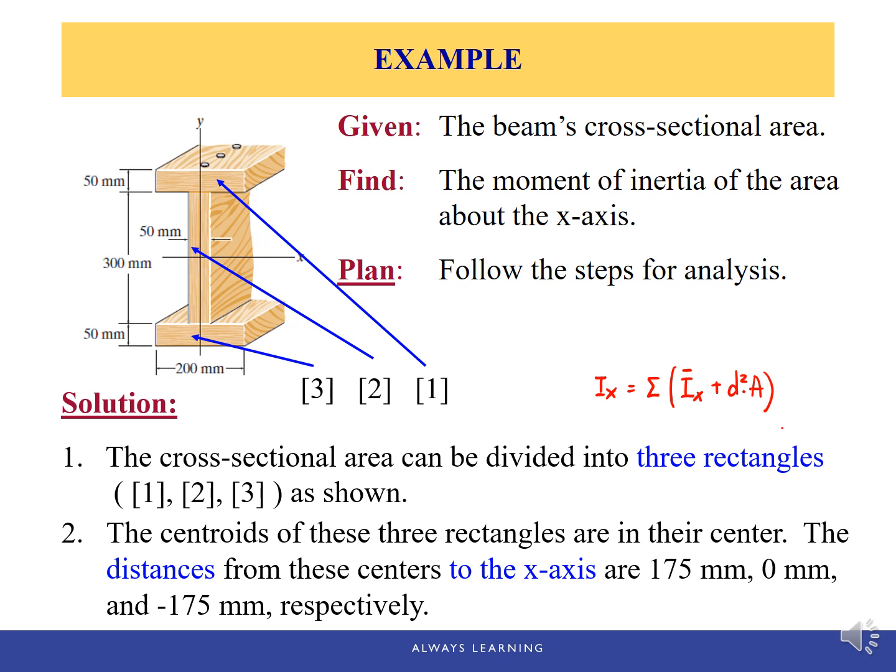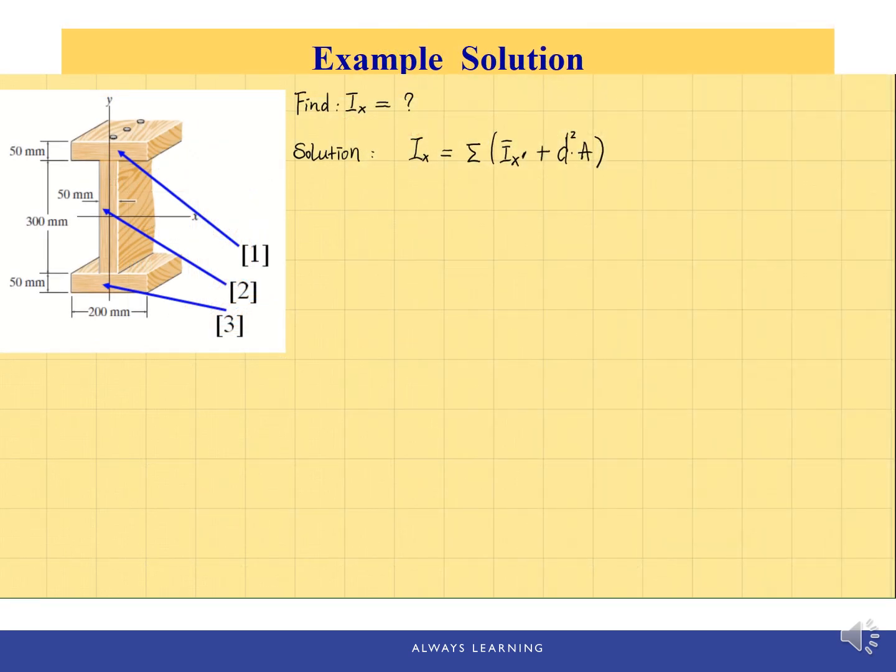So let's put those values in a table to help us do the calculation. And keep in mind, this I bar x prime is the moment of inertia about each area's centroidal axis. Now we have 3 rectangles, and we know for rectangles, the moment of inertia equals 1/12 times b times h to the 3rd power. So let's put a table here.